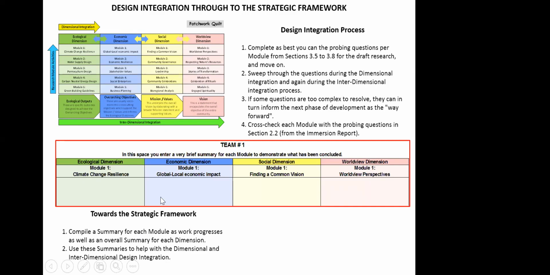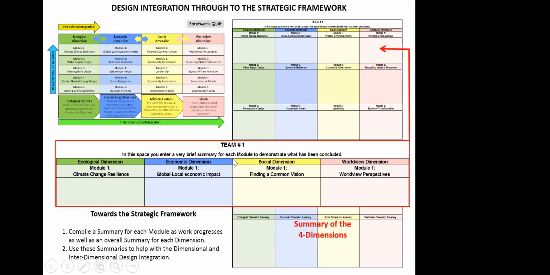And then as you start doing that and working your way down, this summary will help your fellow team members to see what each other of you are doing. And this is a good way to summarize what you're doing, but also to start initiating the design integration process. And as you start populating this template with all these summaries, before you know it, you've got a large summary template like this that captures the summary of all the 4 dimensions.